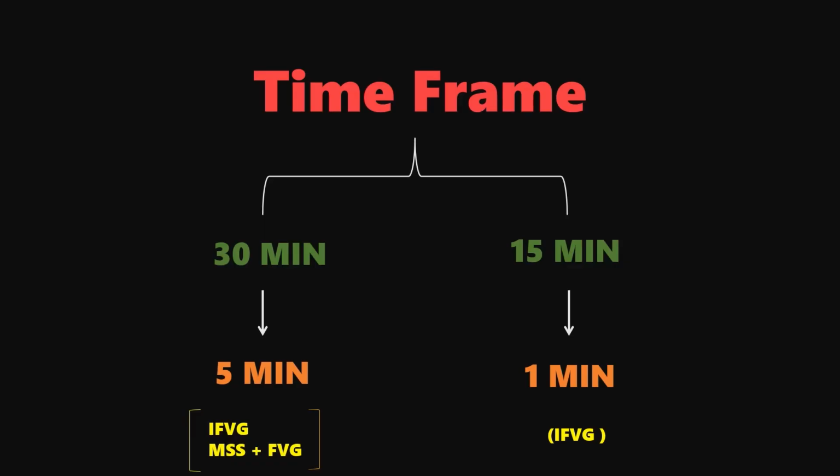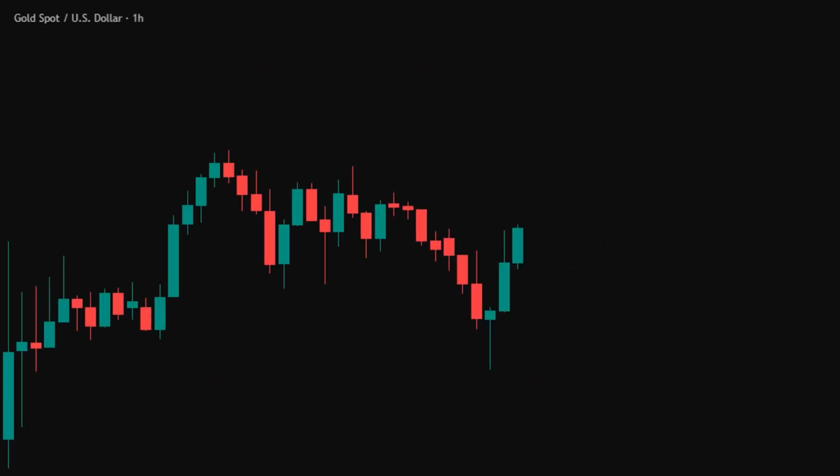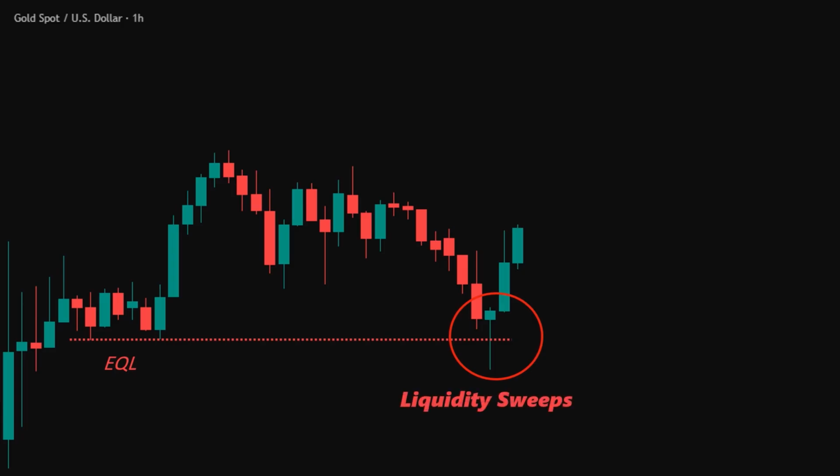Now let's bring it all together with a real chart example so you can see how this strategy actually plays out. On the screen, we've got the gold 1-hour chart. Notice how price sweeps the sell-side liquidity resting below this 1-hour swing low, then immediately snaps back into the bullish trend, shifting direction and pushing higher.